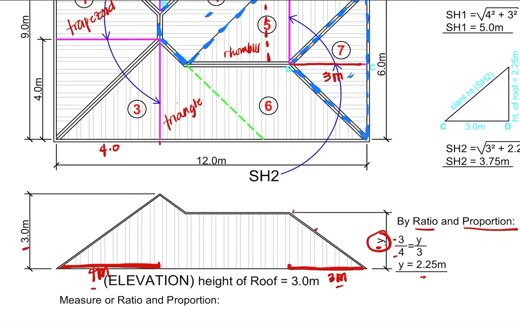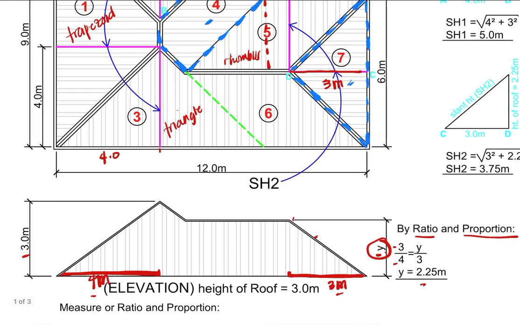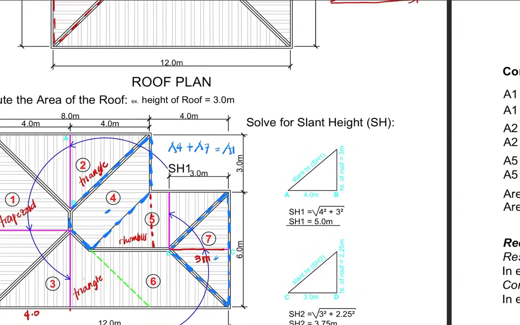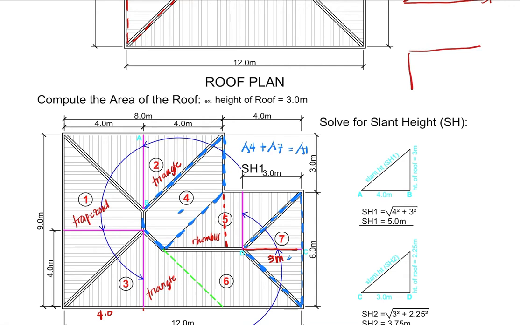Or you can just measure it using your metric scale if you have your elevation plan. But if you don't have your elevation plan for the roof, you can use ratio and proportion to solve for this height. But if you have a roof plan like this, if you have this kind of roof, there's no need for another set of slant height, since they have the same slant height for this kind of roof.